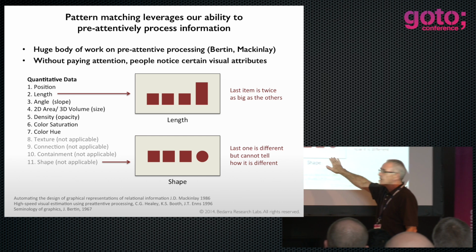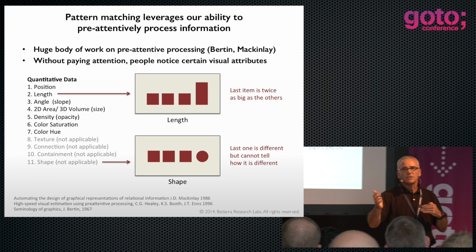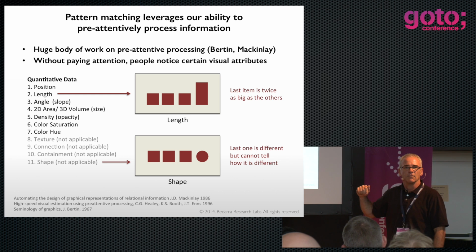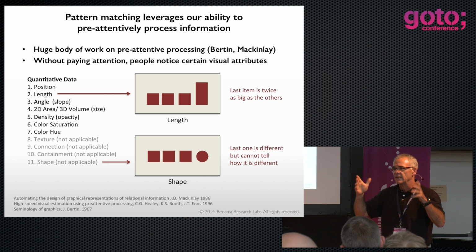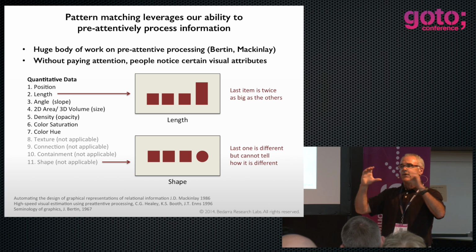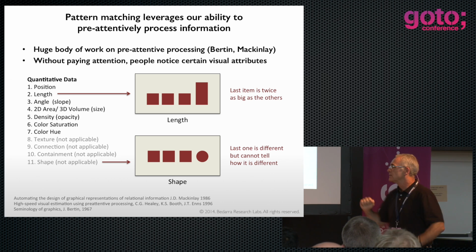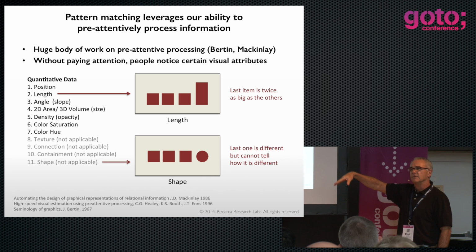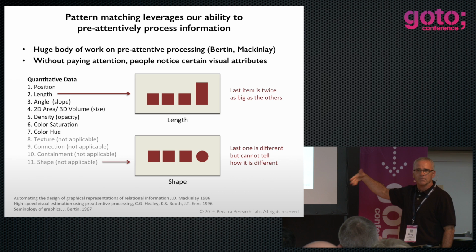It's interesting that with things like shape, you can know that the shape is different, but you can't actually map it and say that circle's twice as big as that square, right? You don't really know anything about the data. You know it's different, but you don't know how different it is. So in certain cases, you can apply these things to quantitative data, and you can apply it to other properties of data.